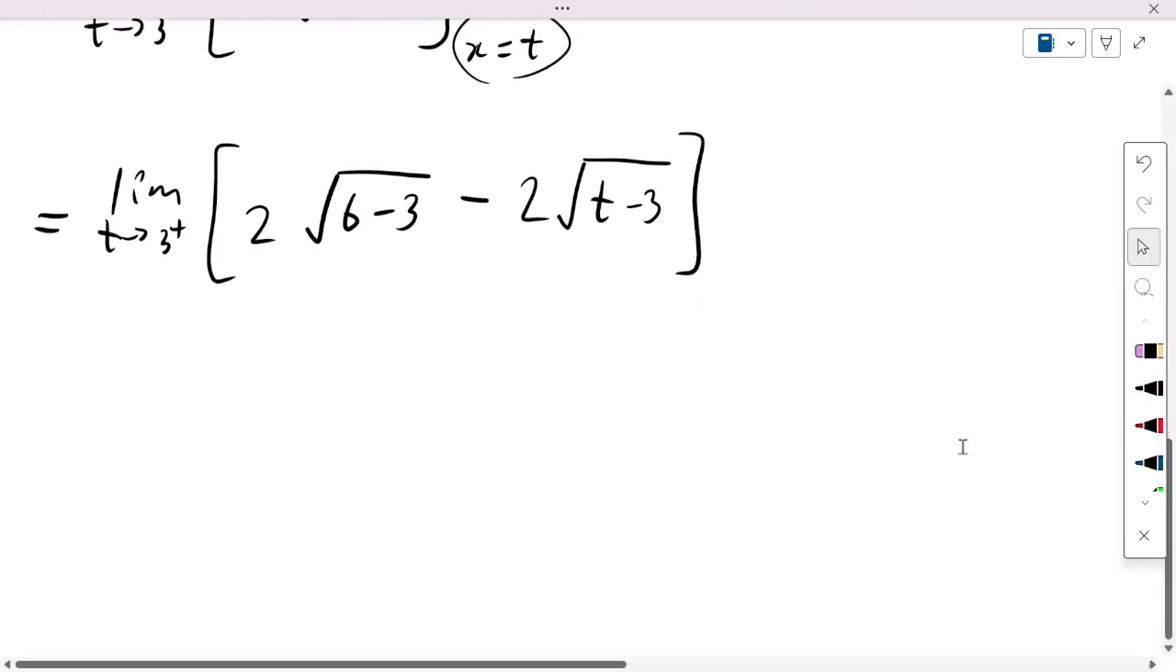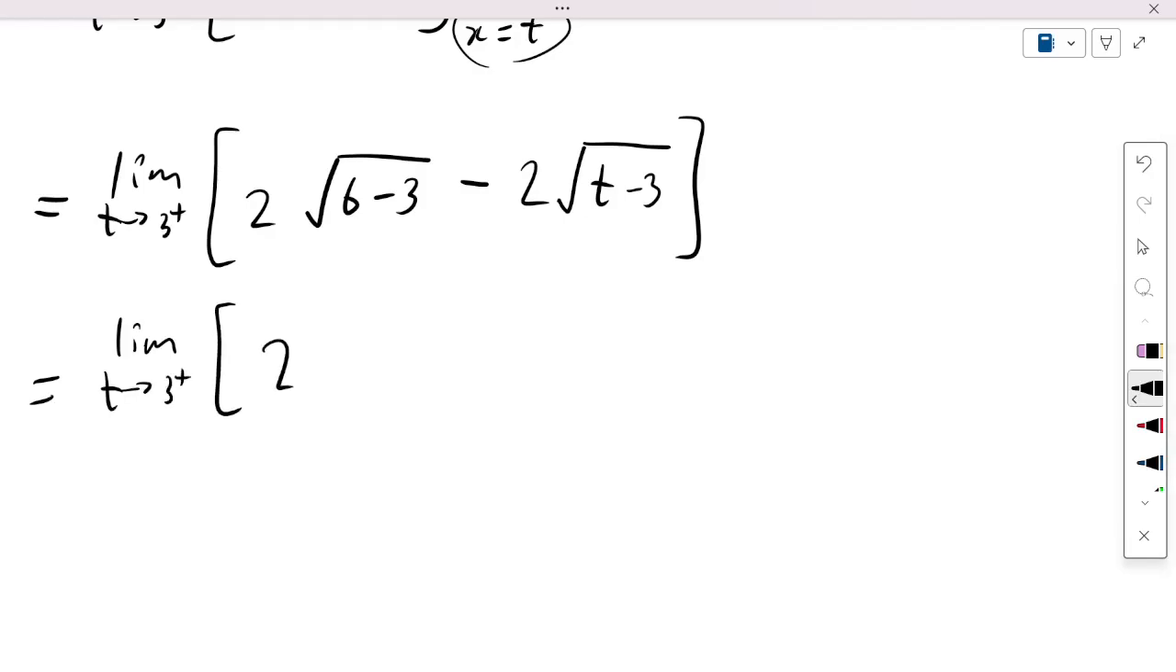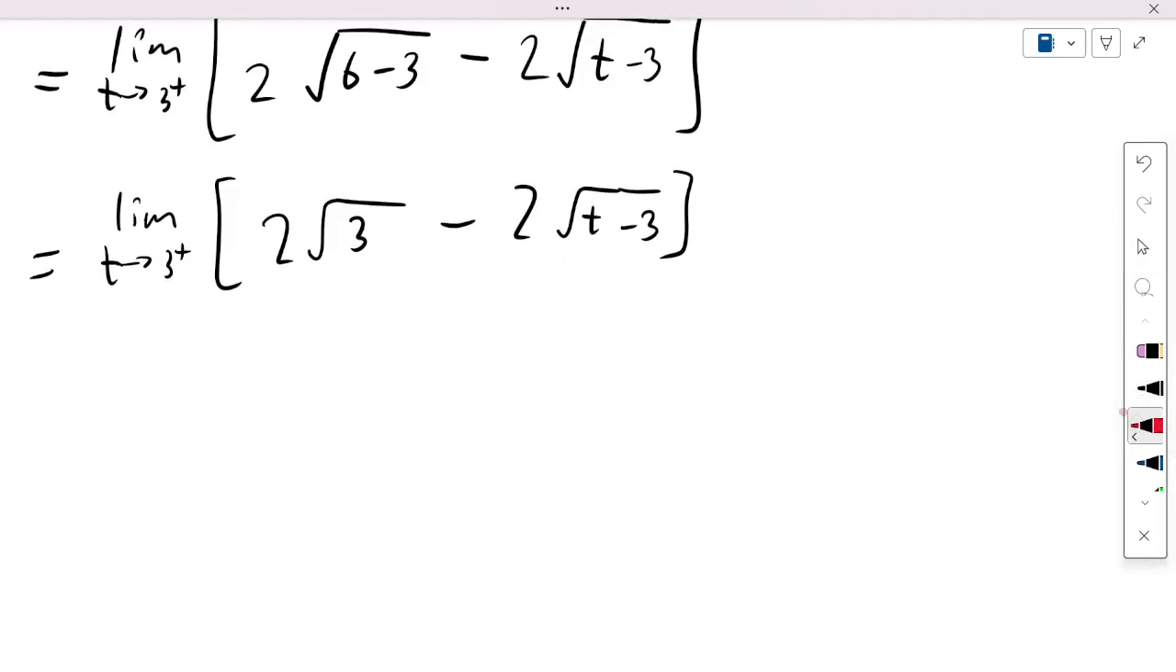Nothing too crazy. And we can actually just simplify this a bit more inside. So we're going to have the limit as t approaches 3 from the right hand side of 2 into root 3 minus 2 into root t minus 3. Okay, now we can just take the limit inside both these terms. But what do you notice? This is a constant. And a limit of a constant is just going to stay the same. Okay. That's what I'm trying to say. So we're only going to take the limit into this, basically.